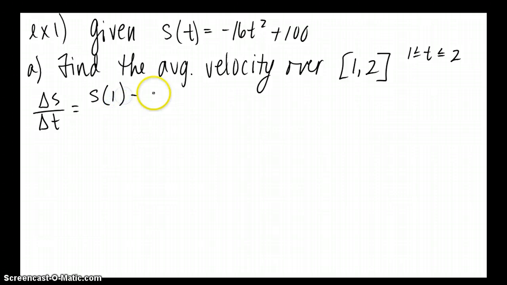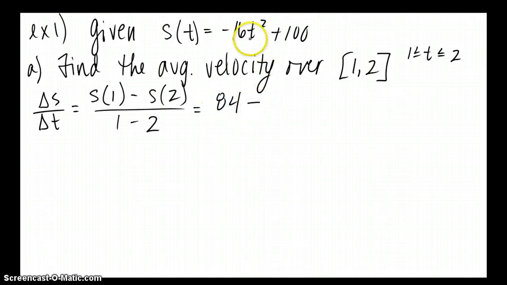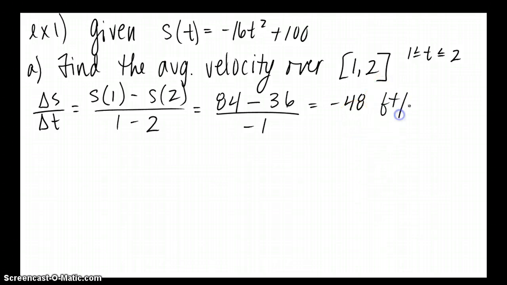So s of 1 minus s of 2, all divided by 1 minus 2. S is our position function. When I plug 1 in, negative 16 plus 100 will give me positive 84. When I plug 2 in, 2 squared is 4 times 16, negative 64 plus 100 gives us 36. 1 minus 2 is negative 1. So the average velocity is negative 48, and then the units for this would be feet per second.